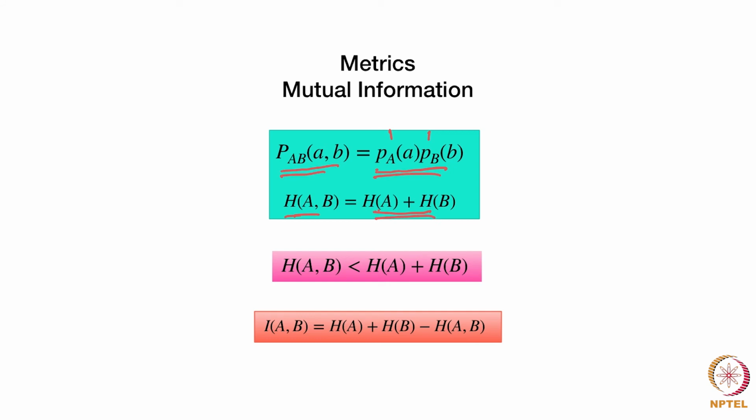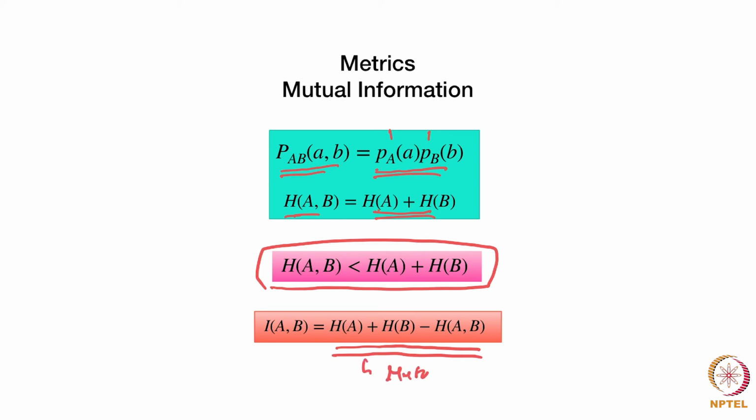Now let's assume that they are not independent. If they are not independent, then we can easily write this down, because there's an extra term that comes in which is excluded. So H of A comma B is less than H of A plus H of B. Now what we want to do is look at this difference. This is what we call mutual information, and we want to maximize this difference.